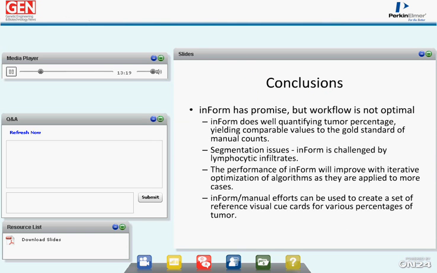So rather than relying on just a quick visual inspection, we would allow a digital slide of the material that's going into the next-gen sequencing to be automatically quantitated using Inform, not as a replacement for the pathologist, but as a tool that they can have in their workbox.